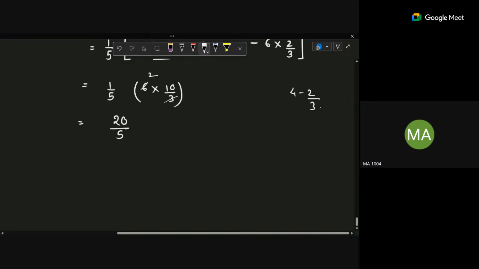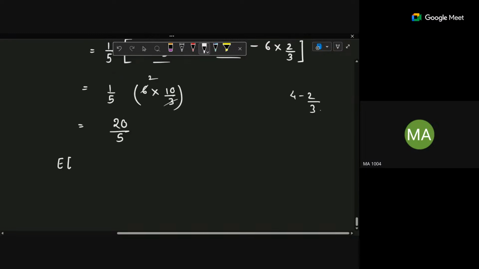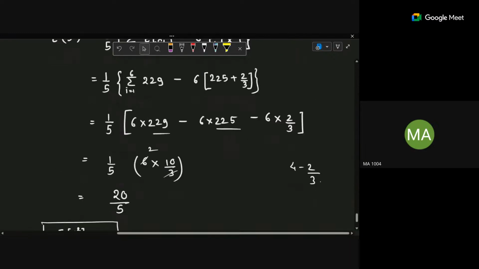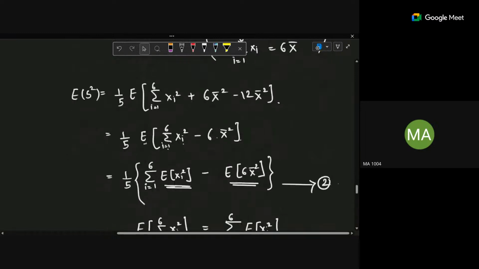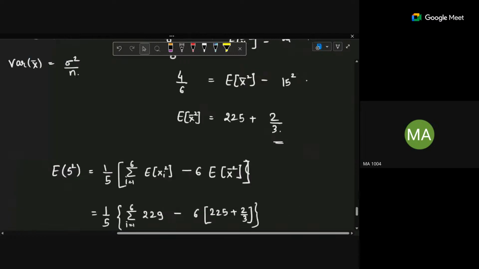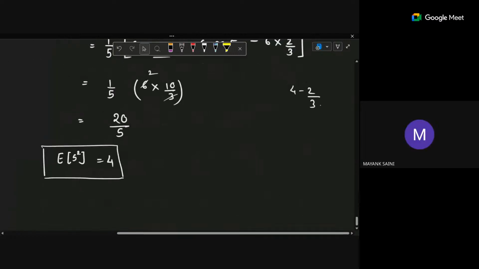Fine. Did anyone get this answer when you were solving it? This was the calculation part, right? Yes, ma'am. Okay, so just recall it. What we were asked to... Sorry, the answer should be 16. What will be 16? Why?